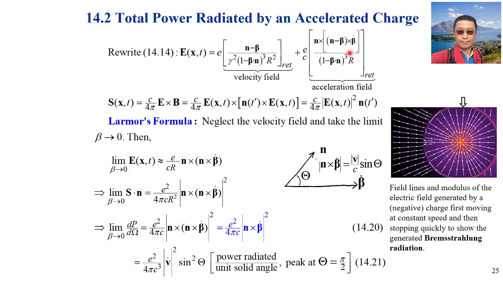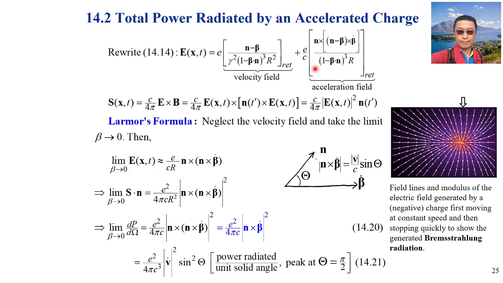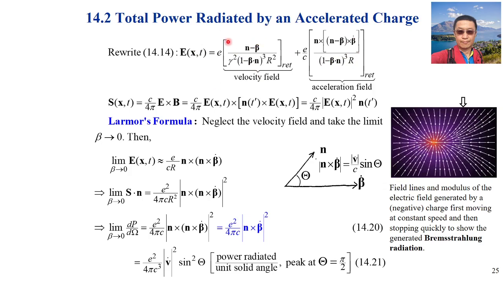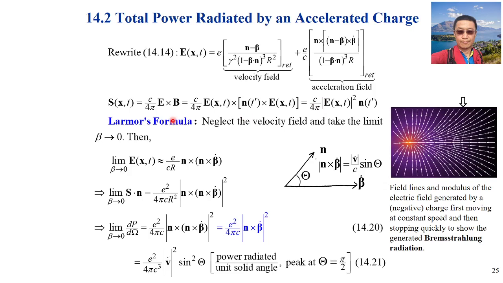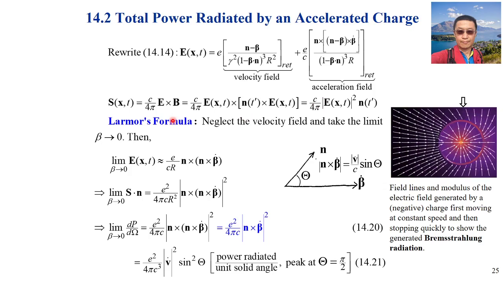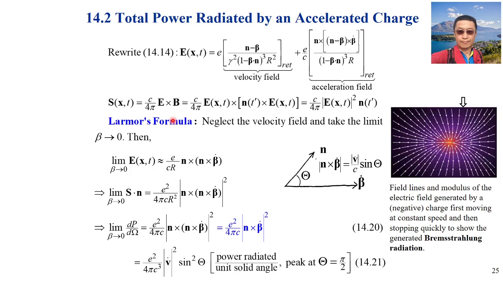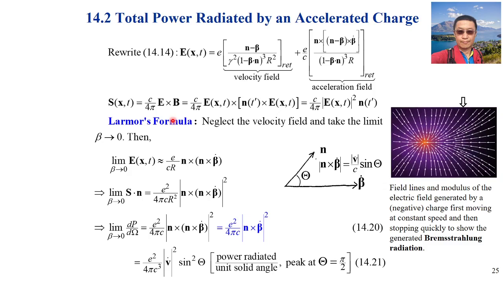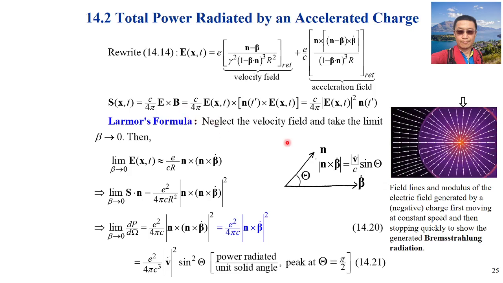So the accelerated field includes acceleration and deceleration, two parts. We will focus on this part first and skip this part because we talked about it in previous sections. Today I will first derive the famous Larmor formula, and I will give you two examples. After these two examples, I will give you just one problem.